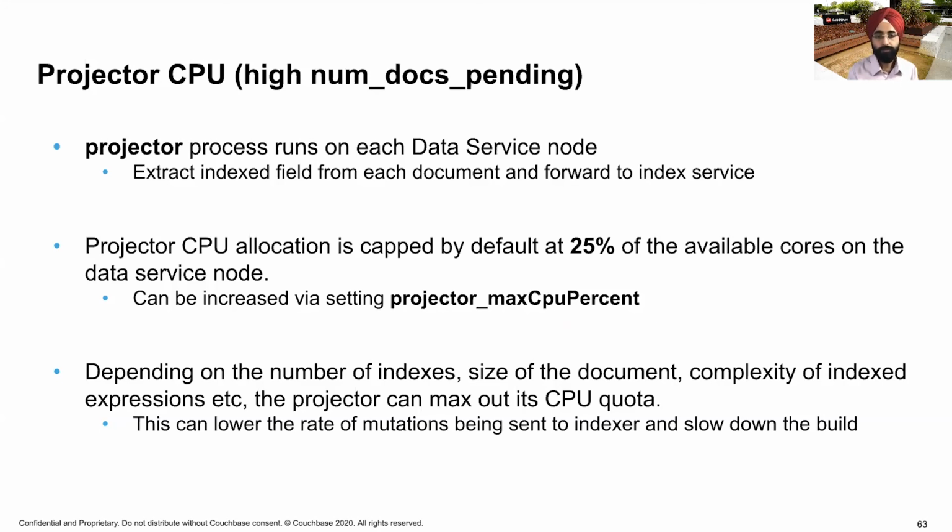So the main factors which lead to high CPU usage for projector are the number of indexes, the size of the document, and the complexity of indexed expressions. If the cluster has a really high number of indexes, this is something to be watched out for. If projector is already saturating its CPU, then giving more CPU allocation to projector can help alleviate that bottleneck.